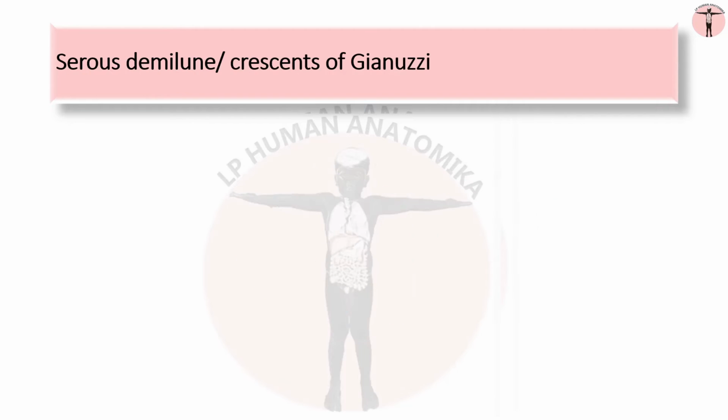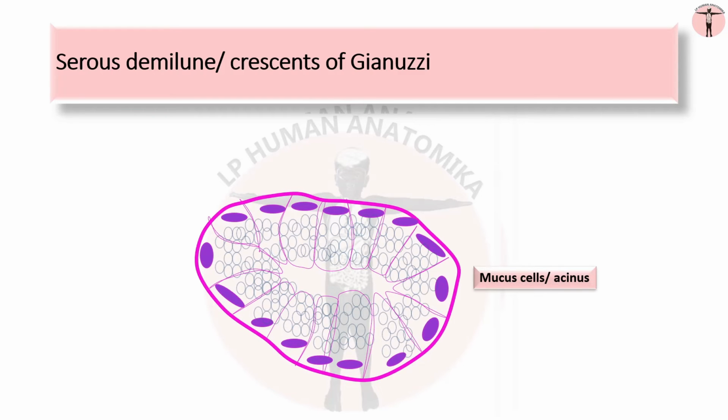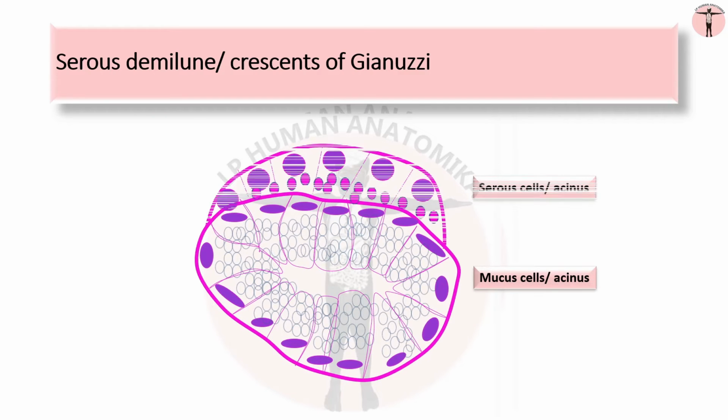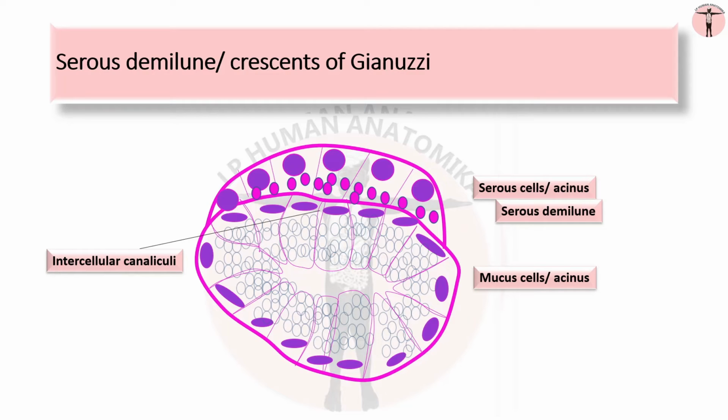In some glands, both mucus and serous cells are present in the same acinus, where mucus cells predominate and the serous cells form a crescent or moon-shaped cap over the mucus cells. These crescent-shaped cells are known as the serous demilune. The secretions from serous cells in the demilune enter the lumen through the tiny intercellular canaliculi between the mucous cells.